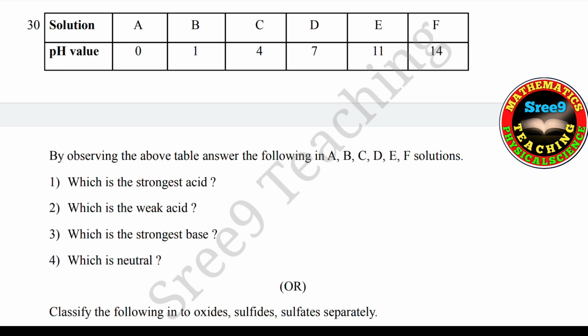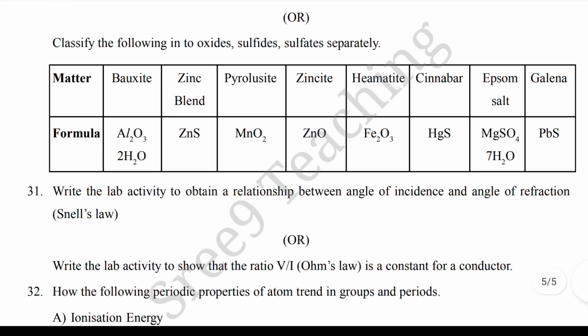Right. Now third one, which is the strongest base? For which pH is high? Yes, pH is high means 14. Which is that? F. So F is the strongest base. And which is neutral? Yes, neutral means pH value should be 7. So for which it is 7? D. Right? Okay. Now you can write this answer.